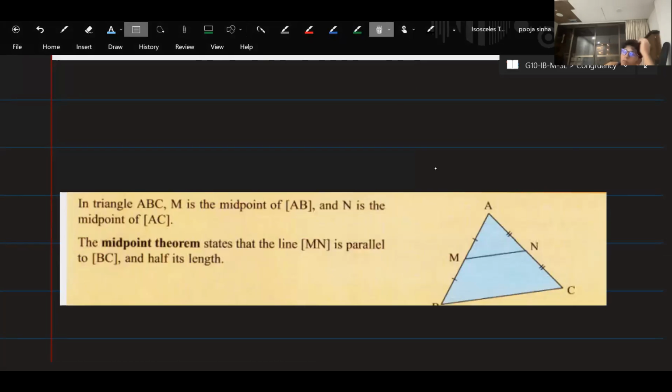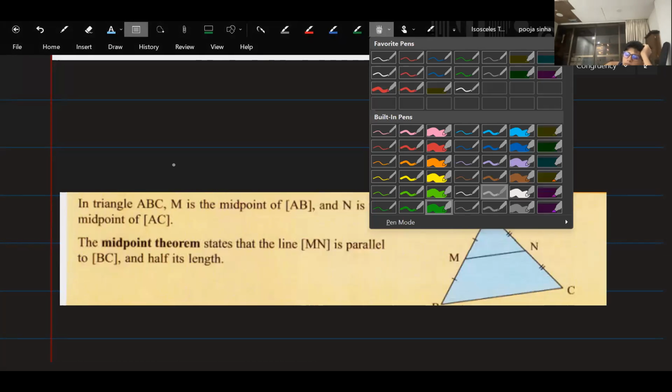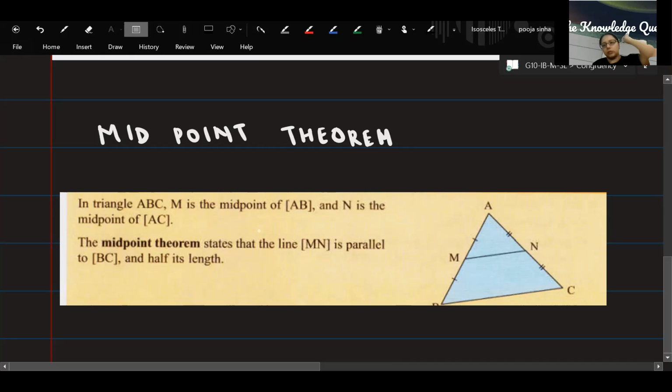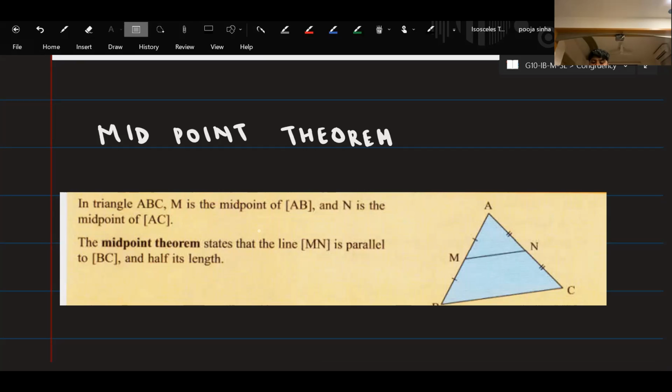No, miss. Kind of. We started it. We haven't been told it's called the midpoint theorem. Midpoint theorem. Okay.